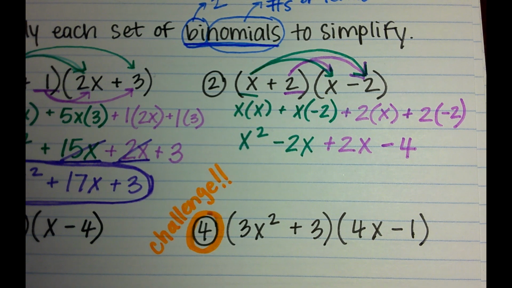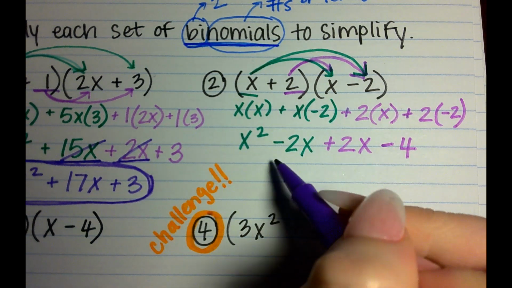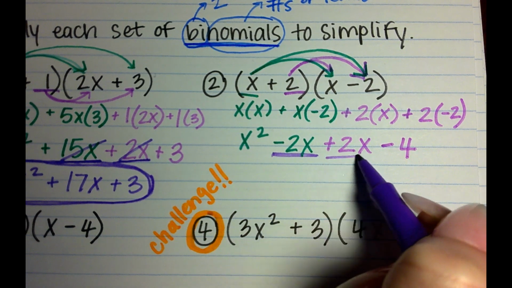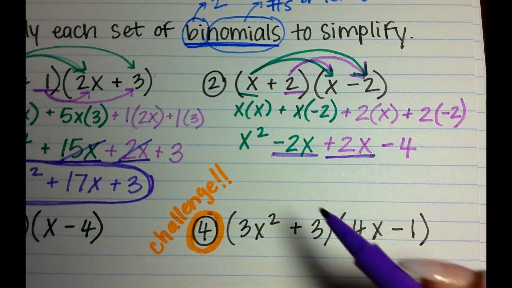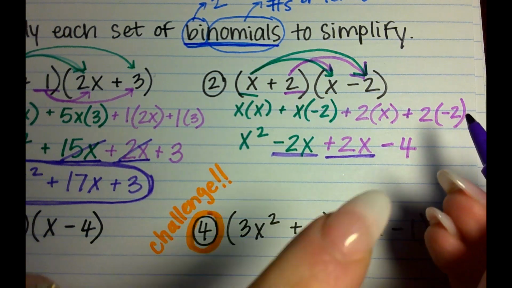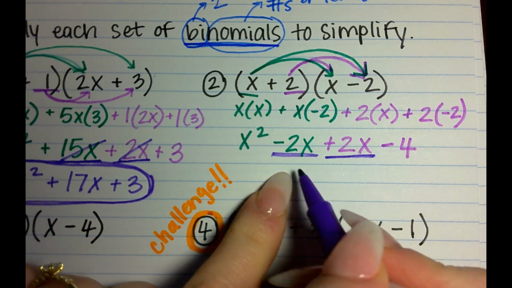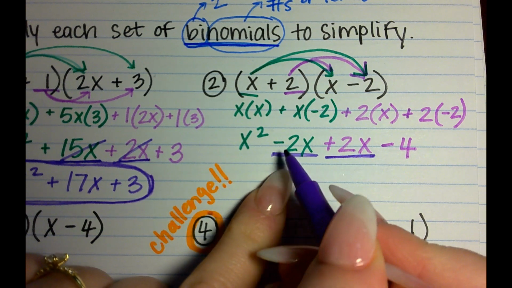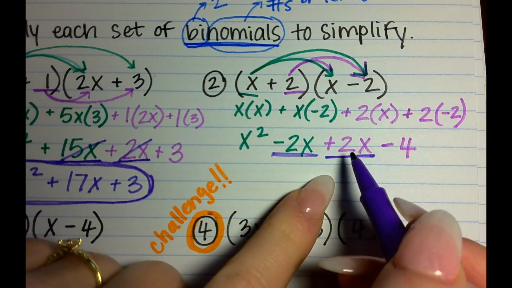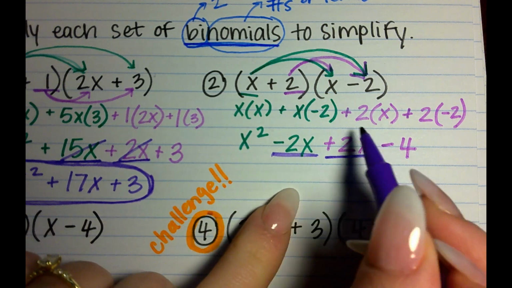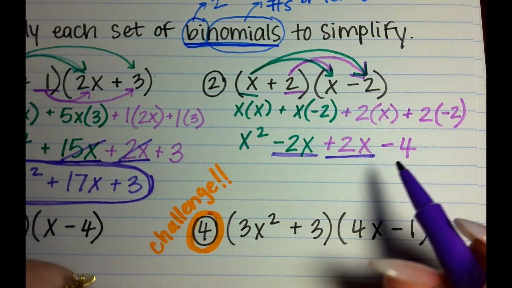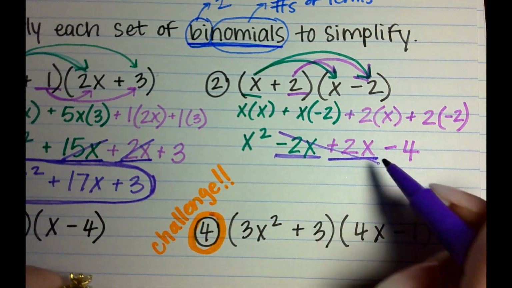So then your negative 2x and your positive 2x is going to cancel out. So that means your answer is x to the second power minus 4. Perfect. So remember, anytime we get a middle term where we have minus something x plus something x, and it's the same number but opposite signs, those will cancel out.